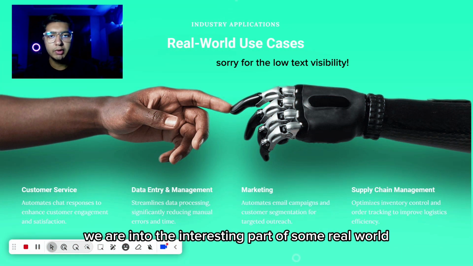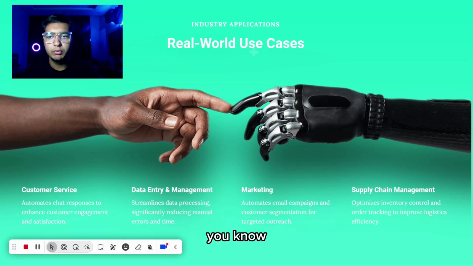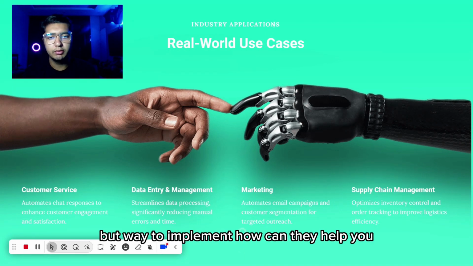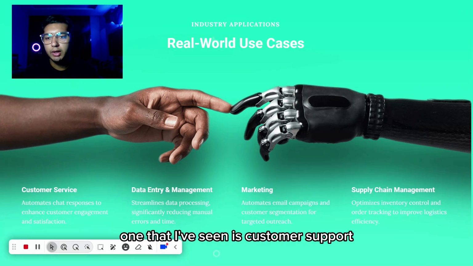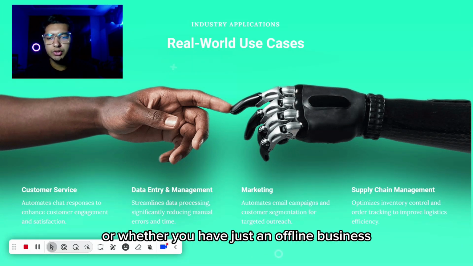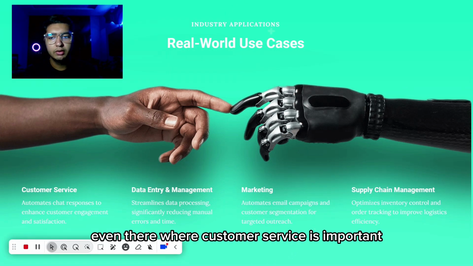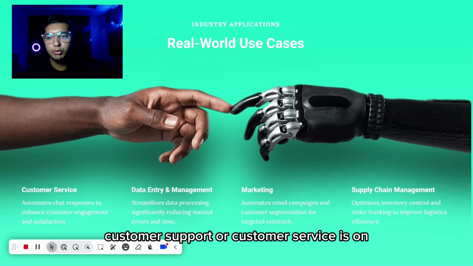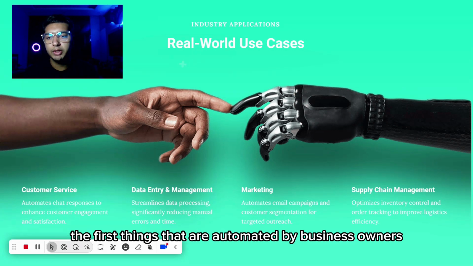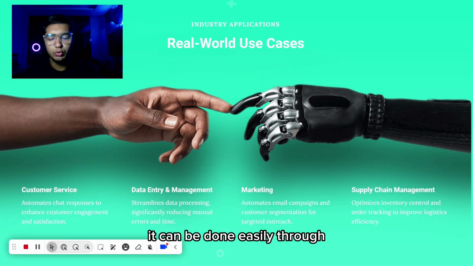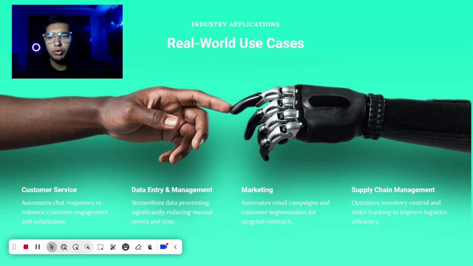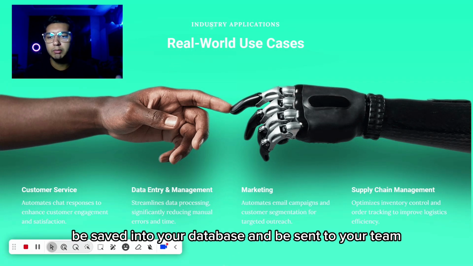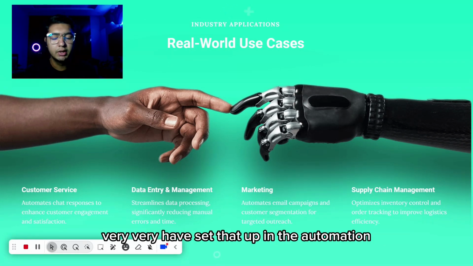So here we are in the interesting part, some real world use cases, because maybe you like these automations, but where to implement them, how can they help you? The most popular one that I've seen is customer support. Whether you have an e-commerce business or an offline business, where customer service is important, customer support is one of the first things that business owners automate. It can be done easily through an automation in make.ai, as I said. Wherever a customer raises an inquiry or there's some new form that has been filled, it will automatically be saved into your database and sent to your team wherever you have set that up in the automation.